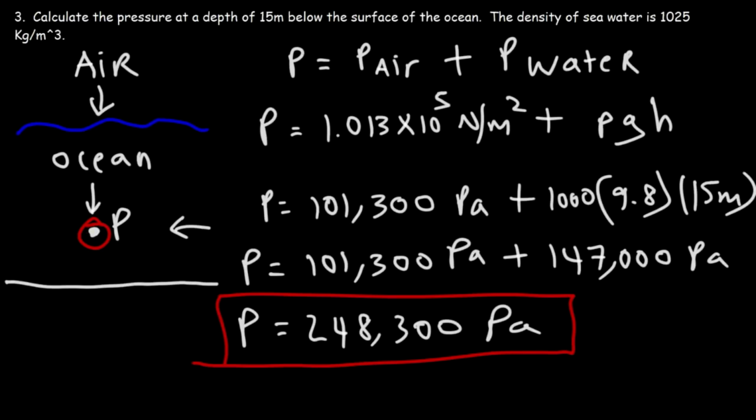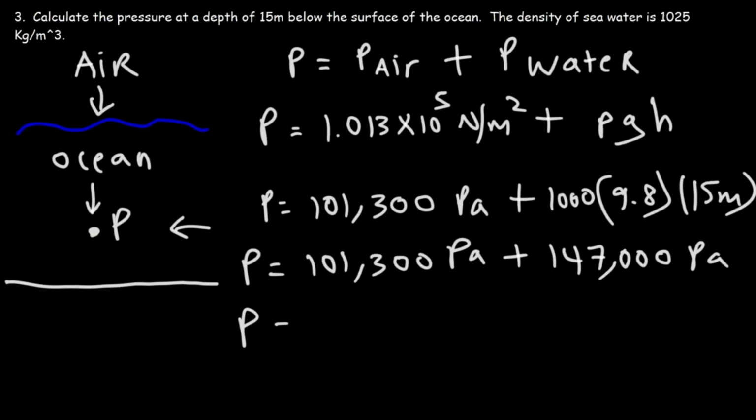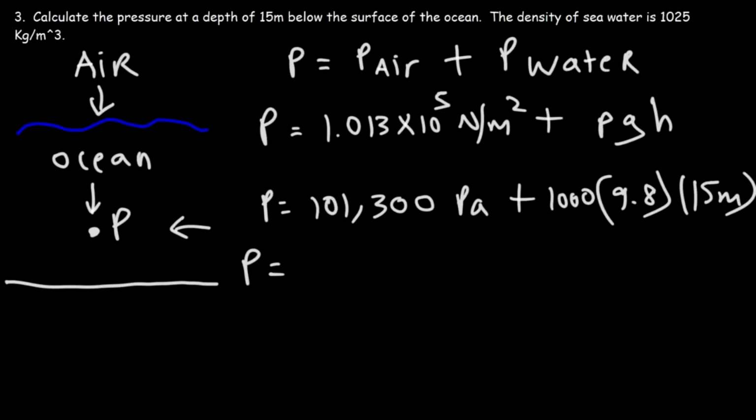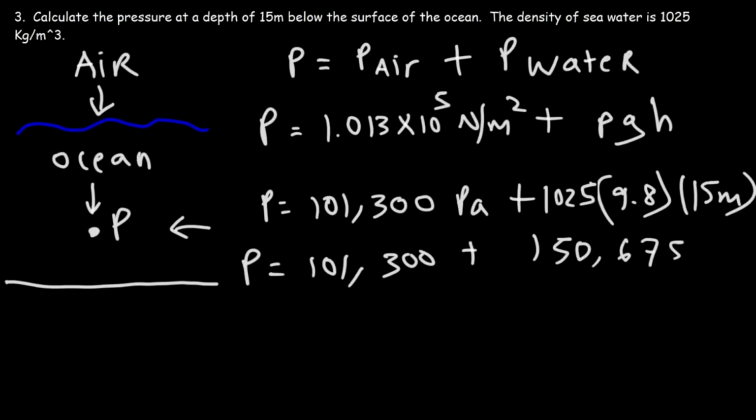You know what? I made a mistake, and I used the density of water instead of the density of seawater. So let me just correct that mistake. So this should be 1025. So that's going to affect our answer slightly. 1025 times 9.8 times 15, that's going to be 150,675 pascals. So that's what the gauge pressure should be.